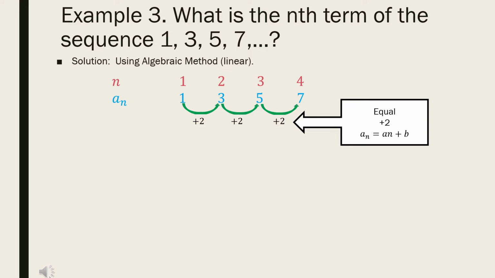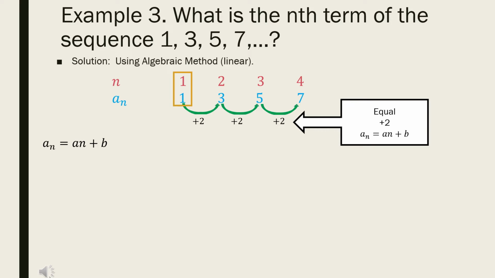Now we will have a sub n is equal to a times n plus b as our format. So if it is not equal, we will follow the quadratic format for algebraic method. Okay, next is we're going to select a pair from our n and a sub n. Any pair will do, but I suggest that you would go with the smallest pair so that it would be easier for simplification purposes.